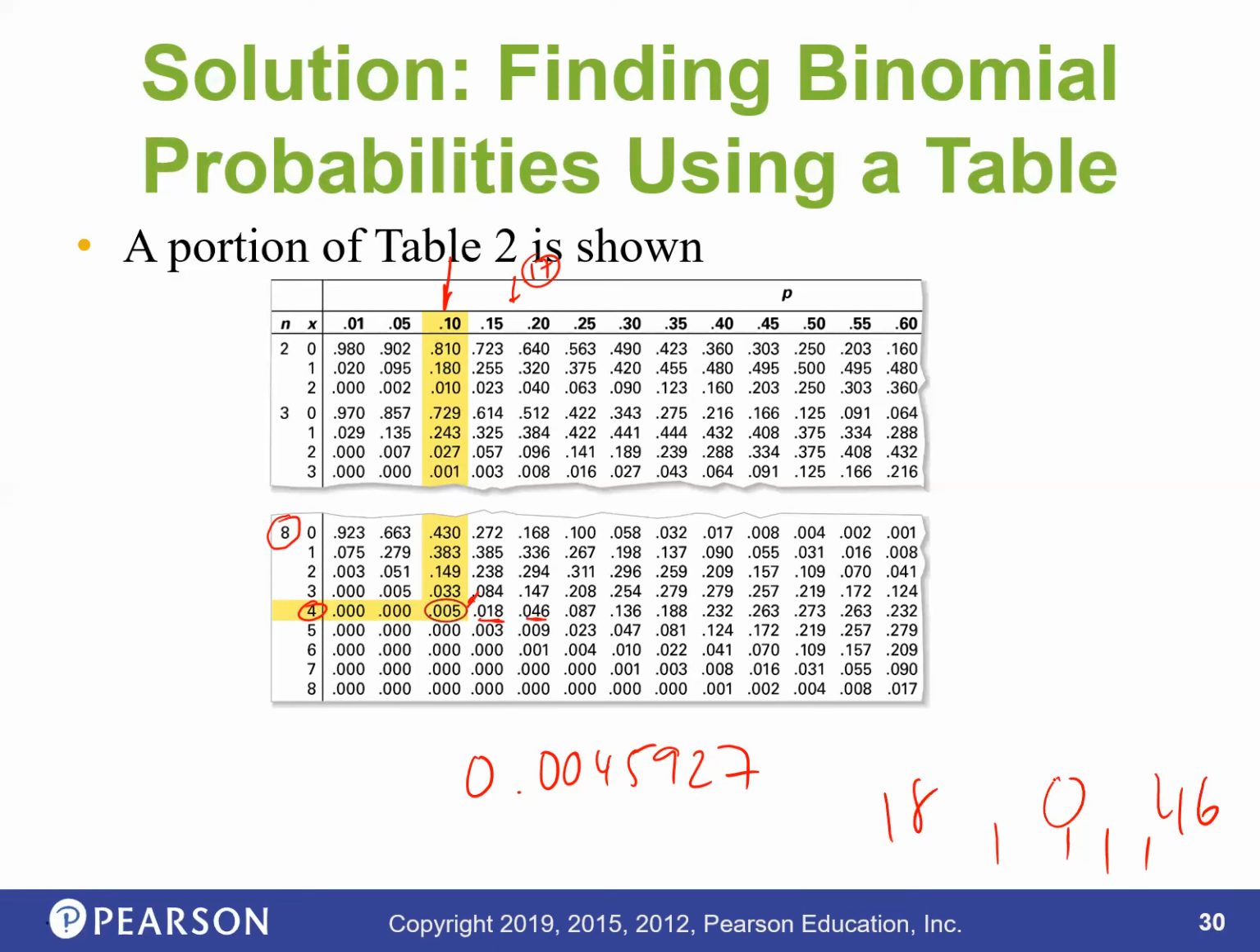You guys want to do it together? Let's go for it. What's 18 plus 46 divided by 2? 32. Okay, so that would be the middle. But I'm looking for 0.17. I'm kind of close to 32, but that would be 17.5, right?